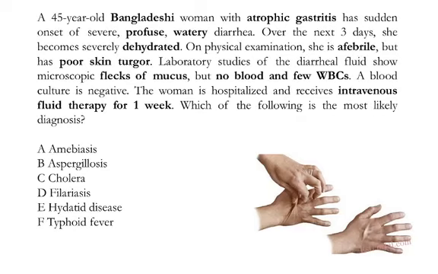Why was the blood culture negative? Probably because they used common solutions, but in cholera they required a special solution, a special type of cultivation. The woman is hospitalized and receives intravenous fluid therapy for 1 week.